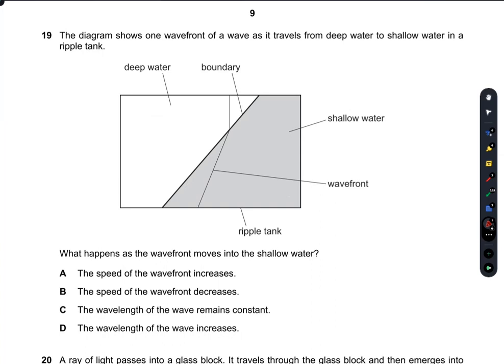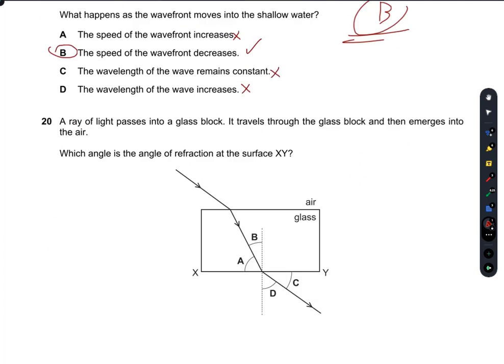The diagram shows one wavefront of a wave as it travels from deep water to shallow water in a ripple tank. So this is deep water, and then it starts to travel to shallow water. What happens as the wavefront moves into shallower water? When traveling from deep to shallow, wavelength and speed decrease. The speed of the wavefront increases, no, it decreases, yes. The wavelength remains constant, no, it decreases. So B is your right option.